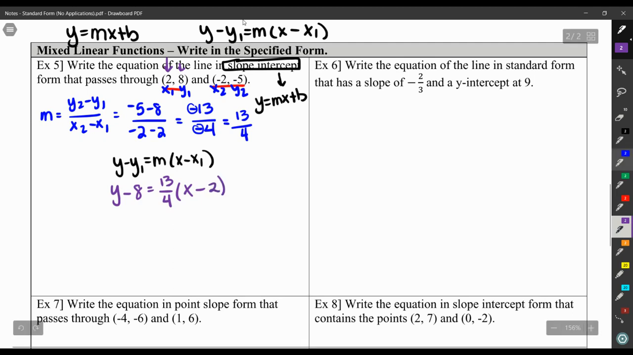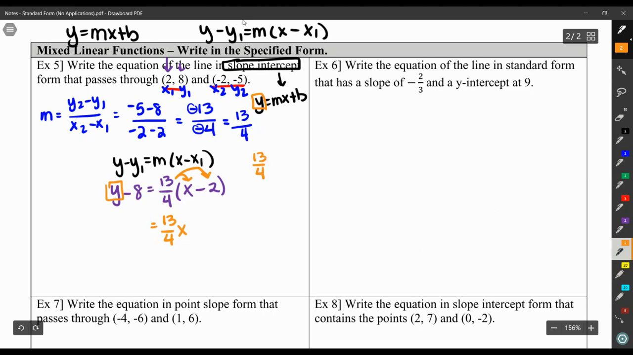Now, to get it into slope-intercept, if I look at my slope-intercept form, it has y alone. So I'm basically solving this equation for y. I need to get y by itself. So first thing is to distribute. So 13 over 4 times x makes 13 over 4x. 13 over 4 times a negative 2.